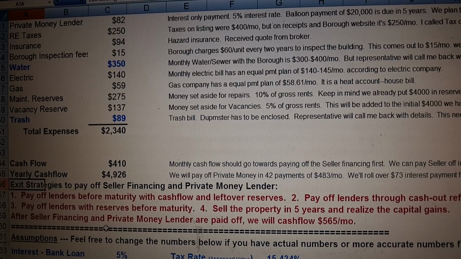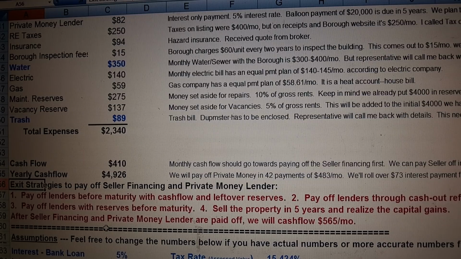Another way we can pay off the lenders is with the reserves. Let's say we're adding to the pot $275 a month plus an additional $137 per month plus $4,000 initially. We can use some of those reserves to pay it off. Probably not all of it, but a good chunk of it. And 4, we can pay both lenders off if we sell the property in 5 years.